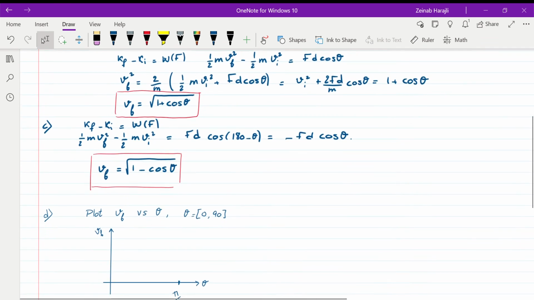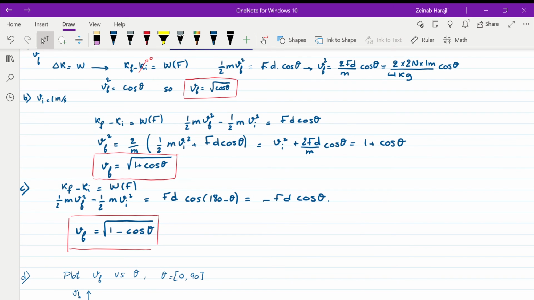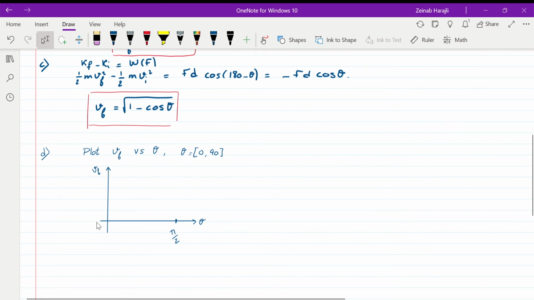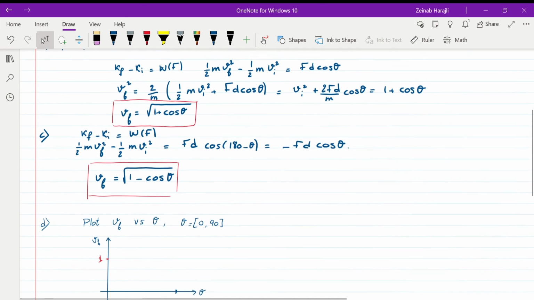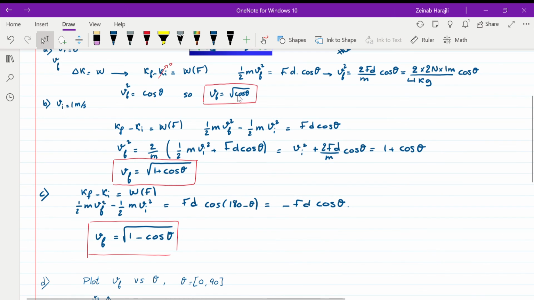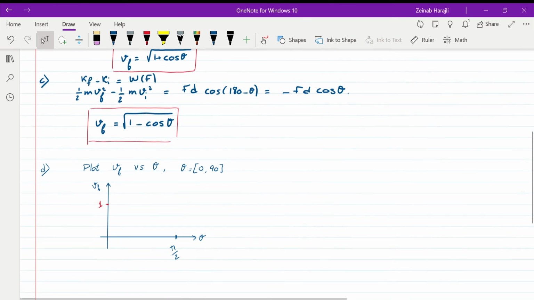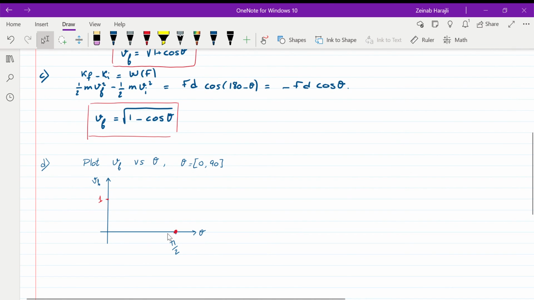And if we want to plot this, let's say we start with theta equals 0. So cosine 0 is going to be equal to 1. So at theta equals 0, V final will be radical 1, which is 1. And if we look for the value when theta is equal to 90, this is cosine 90, which is equal to 0. So Vf will be 0 when theta is equal to pi over 2. And this is a sinusoidal curve, so we will expect it to have this shape.